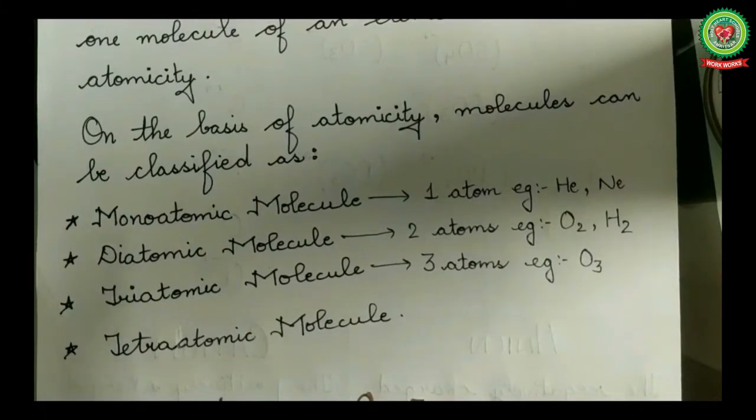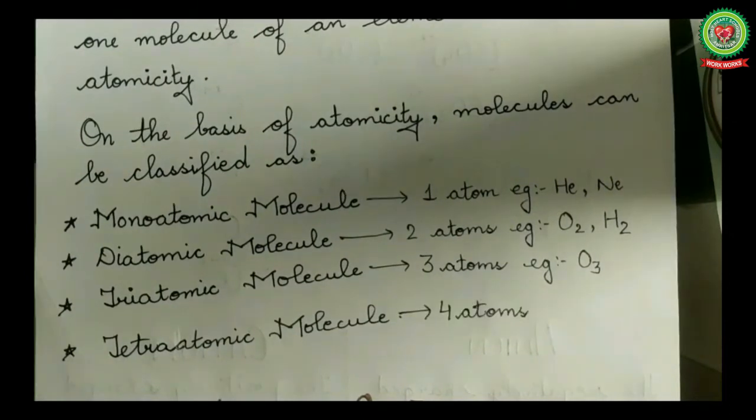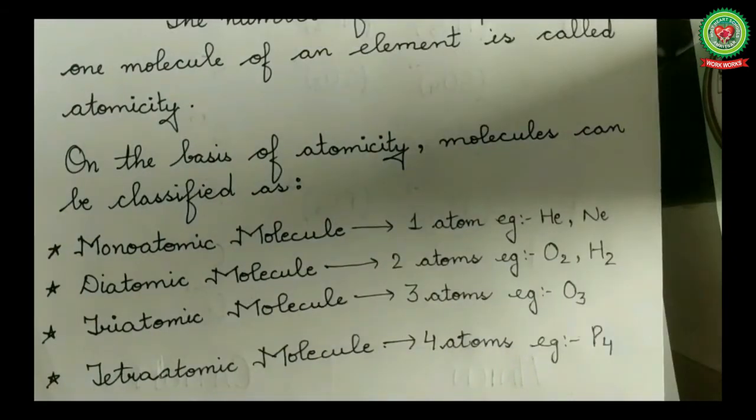Next is tetraatomic molecule. Tetra means four. Four atoms in one molecule of an element. Example, phosphorus, P4. The molecule of phosphorus exists in a tetraatomic state.